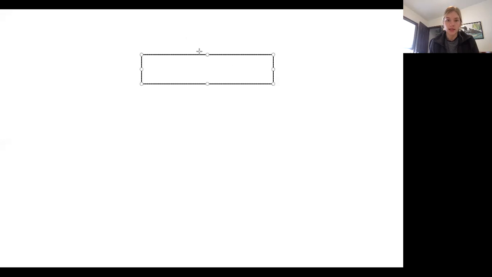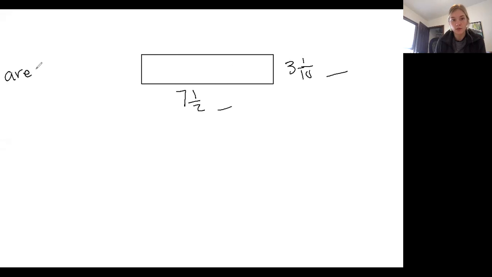Okay, so we have a rectangle here. And let's pretend that this side is 3 and 1/10, and this longer side is 7 and 1/2. There's probably a unit to go along with it, like inches or maybe yards. So our first step is to figure out how to find the area. Well, area is found by taking the base times the height, or vice versa. So we need to take 7 and 1/2 times 3 and 1/10.